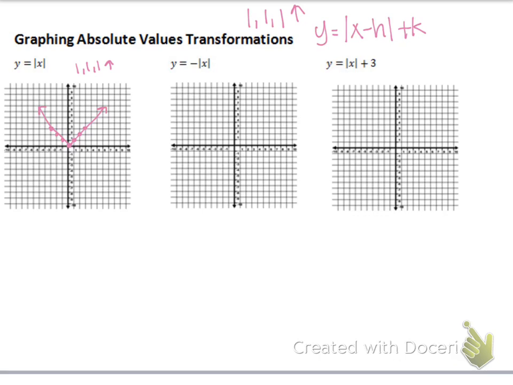Okay, this one, it's going to reflect over my x, or it's going to open down. Okay, so I'm still at 0, 0 here, but my 1s all change to negative 1s to give me that open down. So I go right 1, down 1, left 1, down 1, and then I keep going down to give me that V shape.